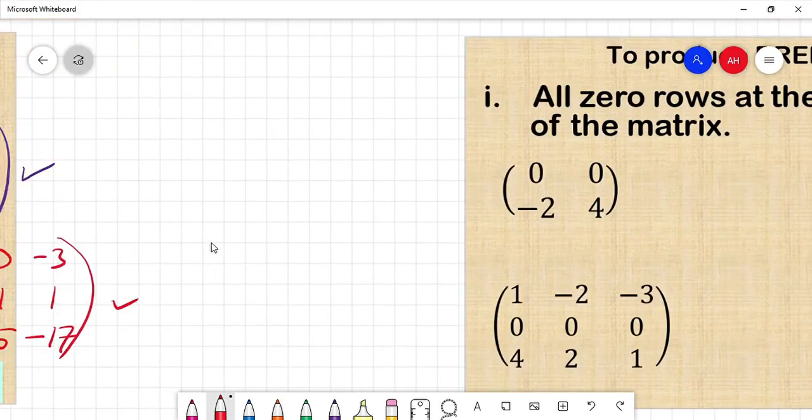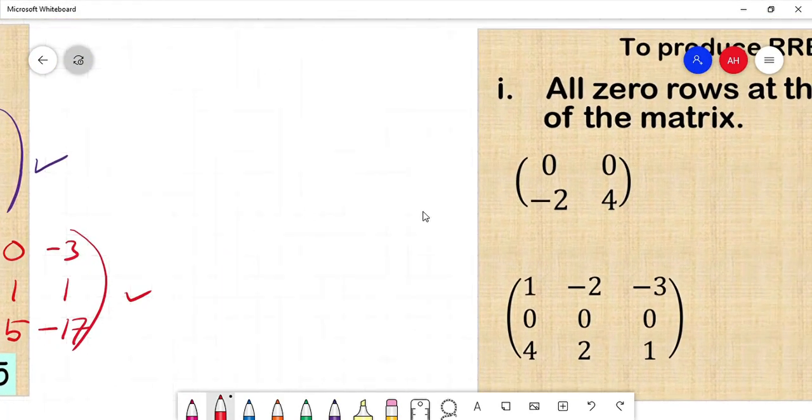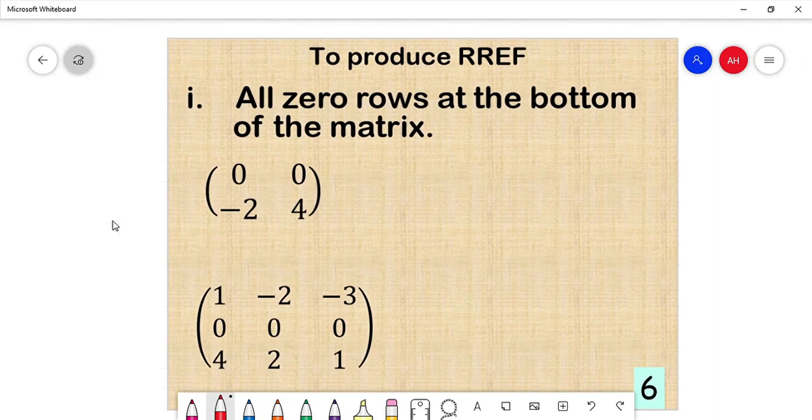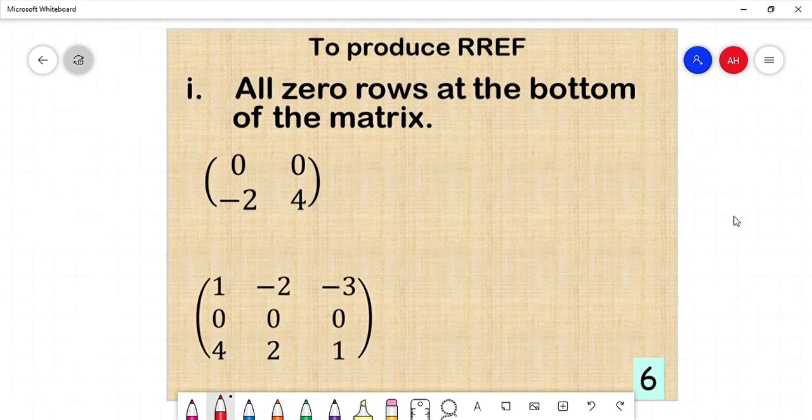Now, let's see the requirement for RREF. The purpose of doing all these operations is we want to fulfill the requirement for reduced row echelon form matrix. What is the requirement for RREF? This is the first one: all 0 rows, if we have any, must be written at the bottom of the matrix. This is the first condition for RREF.